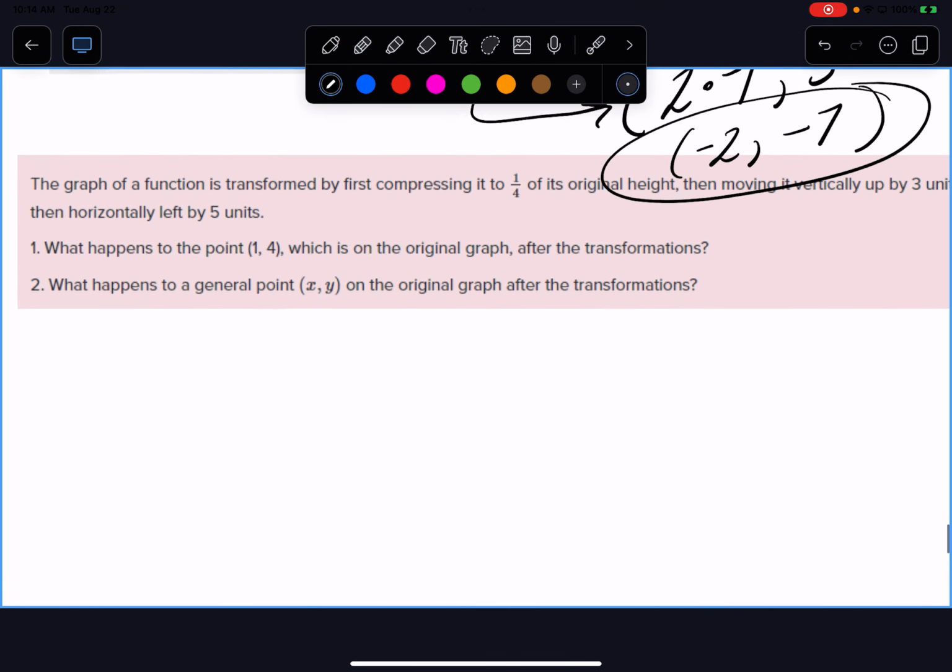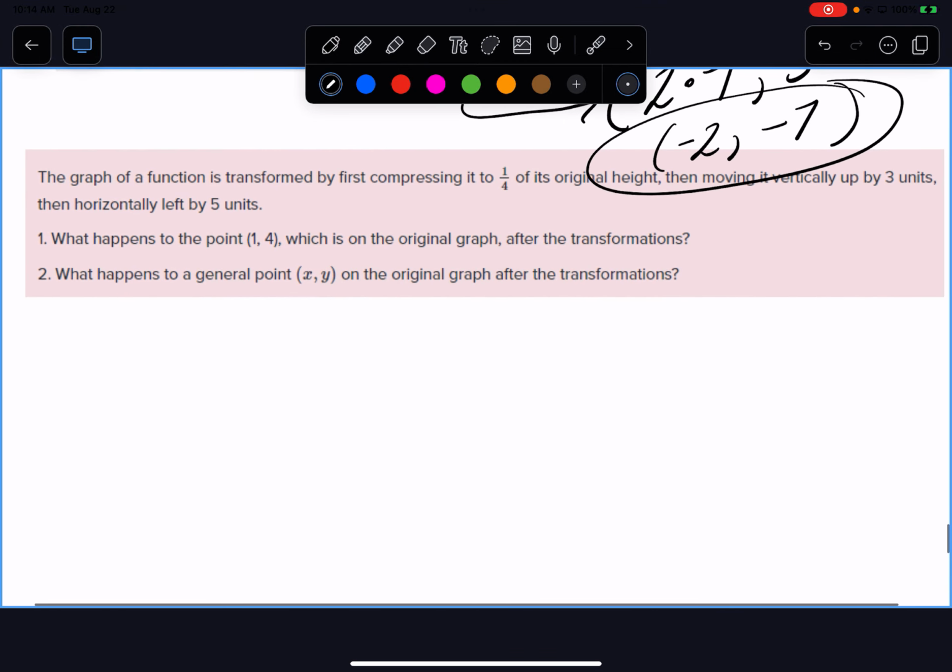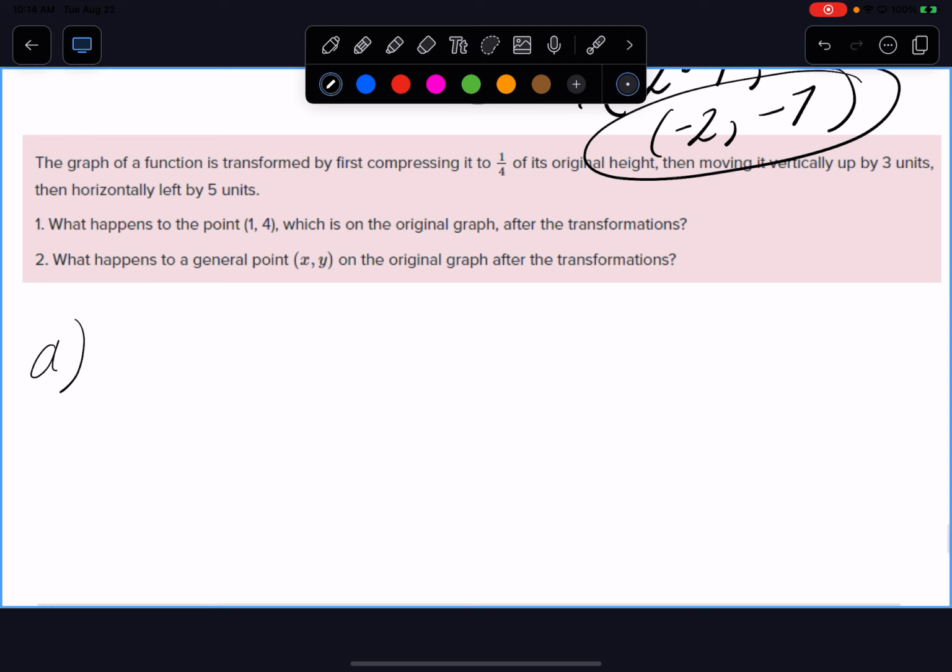So let's just read this one right here, and then we're going to be close to being done here. It says, the graph of a function is transformed by first compressing it to 1/4 of the original height and moving it vertically by 3 units, then horizontally 5 units. What happens to (1, 4)? Let's do part A. What happens to (1, 4)? So (1, 4) becomes what value?